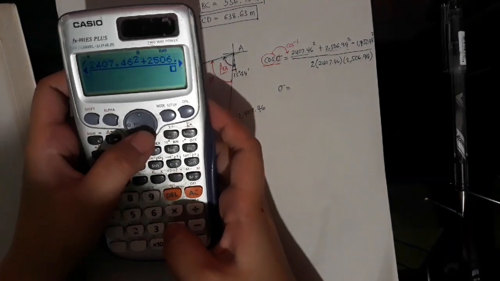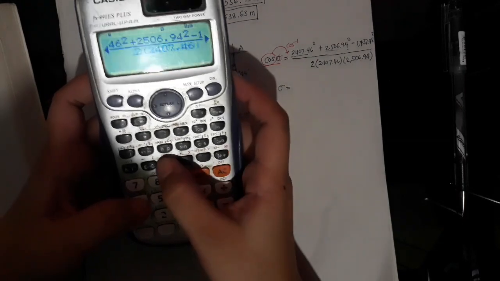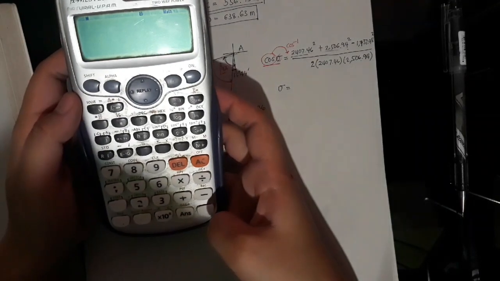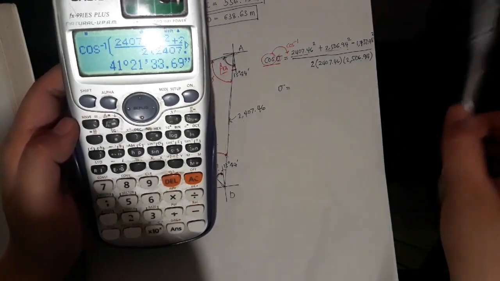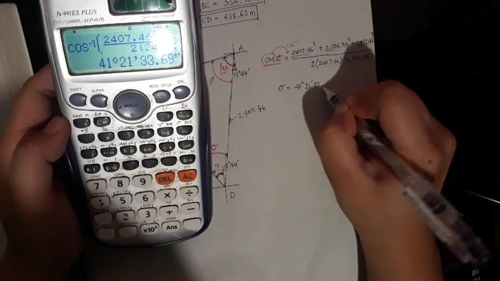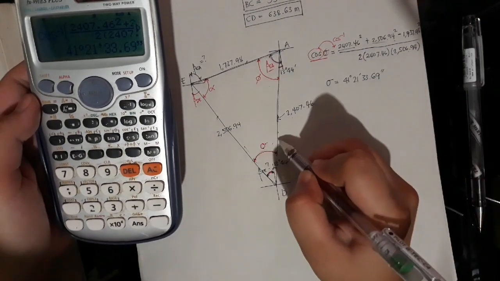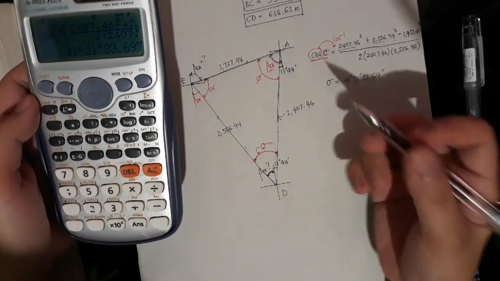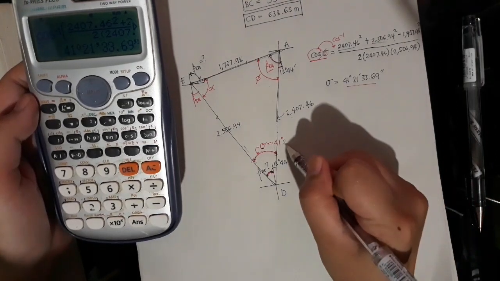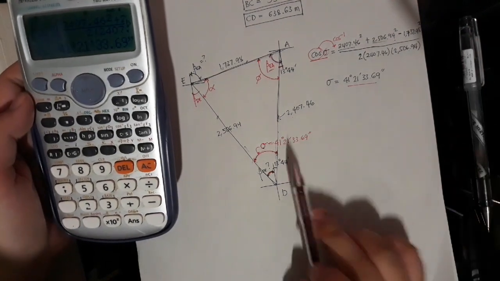1,737.98 squared divided by 2 times 2,407.46 times 1,506.94. Okay. So we have 41 degrees, 21 minutes, 33.69 seconds. So ito yung interior angle here. So this interior angle is 41 degrees, 21 minutes, 33.69 seconds. Ito na angle.